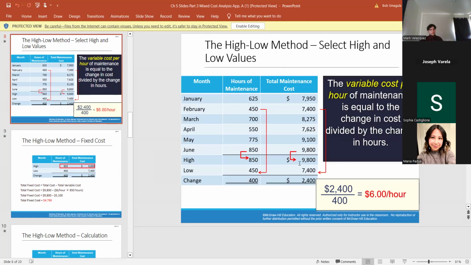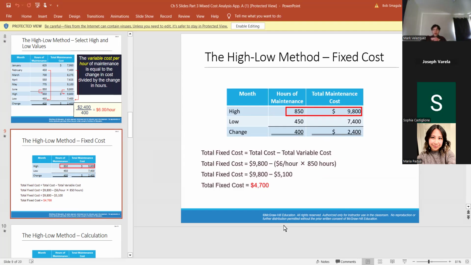They're just picking this number at random. You could pick any of these numbers to do the analysis. It looks like they're going with 9,800 and the 850. The total cost was 9,800. The variable was $6 a unit times 850 hours worked. There is our total variable cost. There is our total cost, which we were given. The total fixed cost is going to be the difference, 4,700.